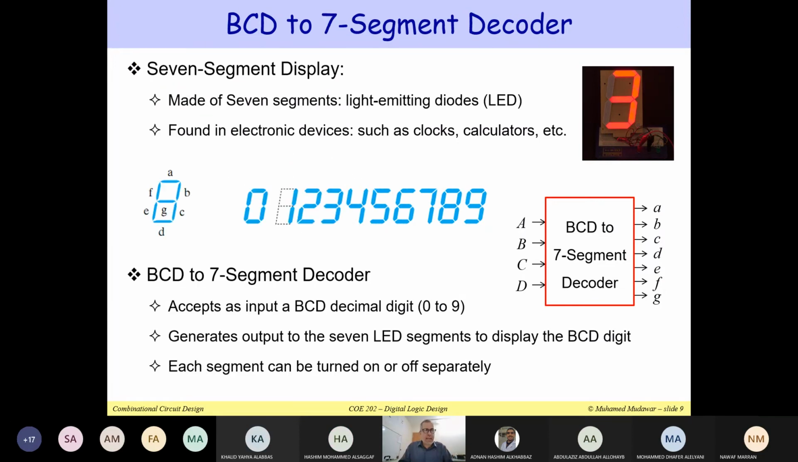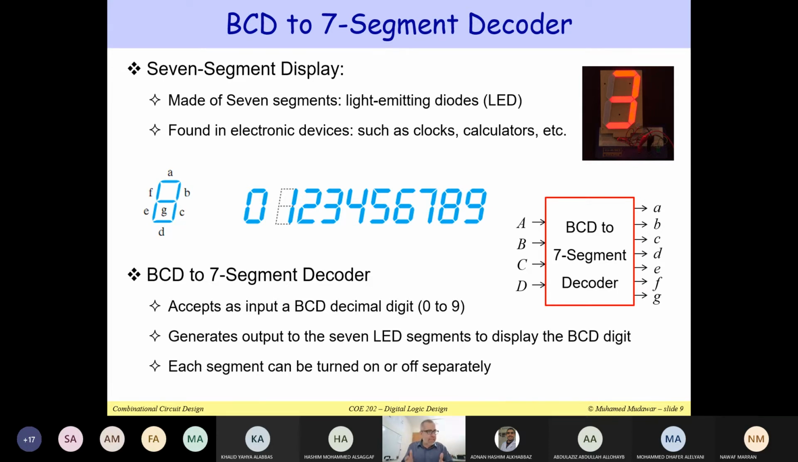I'm going to give you a second example, which is about BCD to a 7-segment decoder. I talked about an example last time about how to convert from BCD to excess-3. That was my example number 1. So this is example number 2.